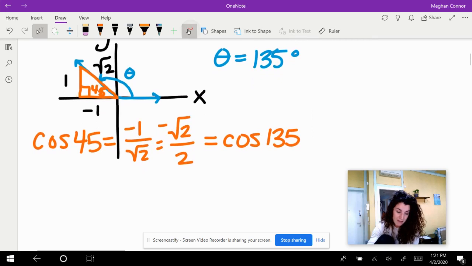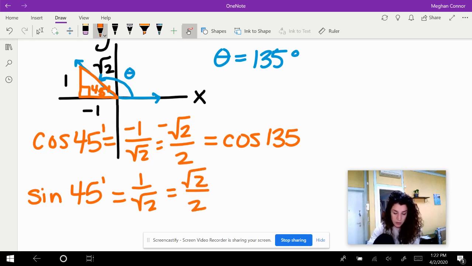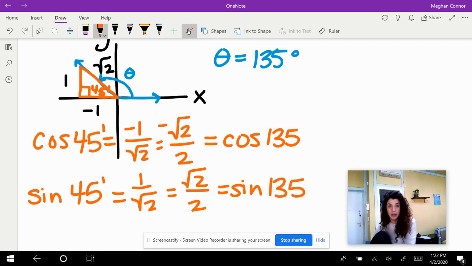We could talk about the sine value as well. The sine of this 45, let's call it 45 prime, because it's not really 45, but it's what we're using to make sense of this right triangle, is going to be 1 over the square root of 2. Multiplying top and bottom by the square root of 2, we get √2 over 2. And that's what sine of 135 degrees is. You can plug it into your calculator and then plug in the value √2 over 2 and notice that it comes down to the exact same value.